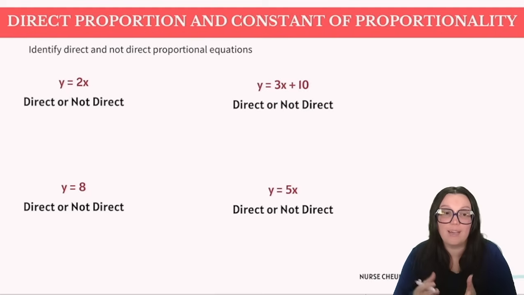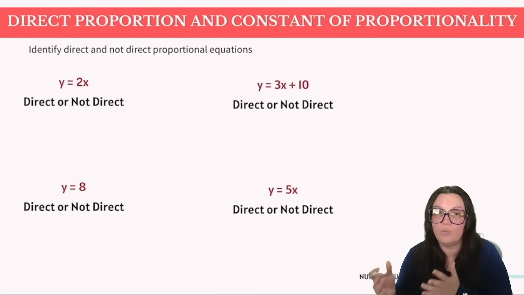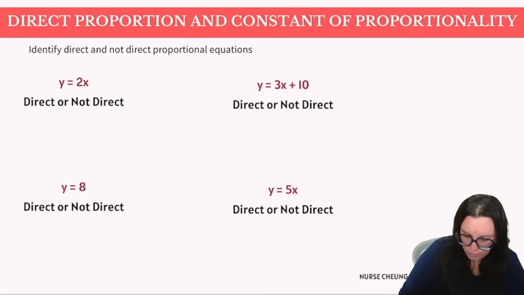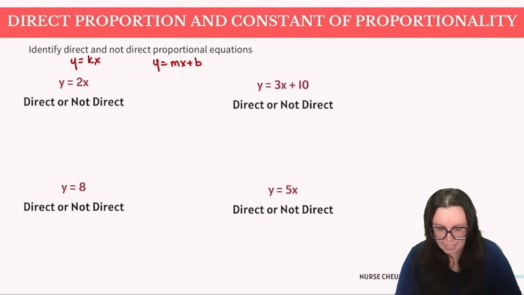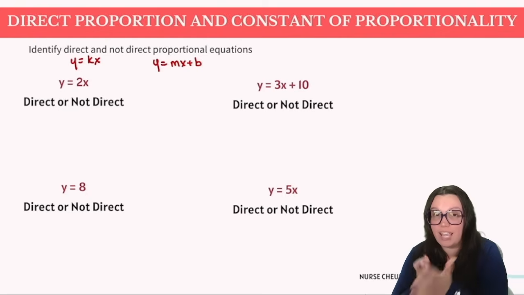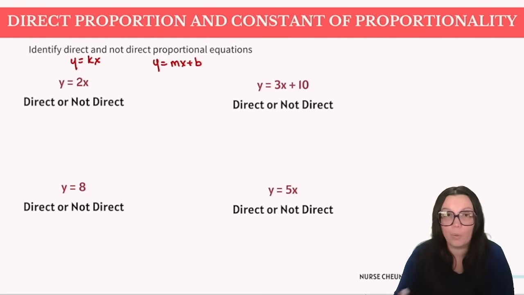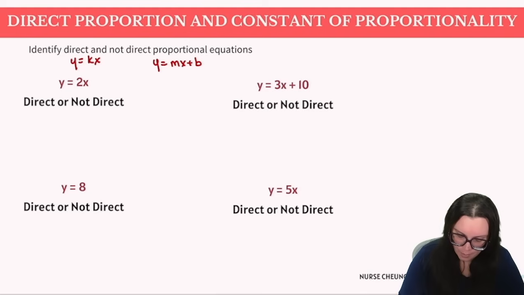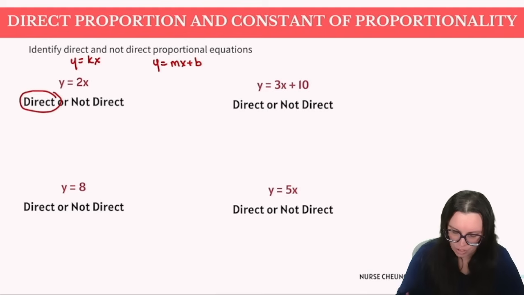So our first example, we have y is equal to 2x. So as we know with our direct relationships, we're going to have y is equal to kx. And with our non-direct proportional relationships, we're going to have things like y is equal to mx plus b. So in this case, we have y is equal to 2x. So as we increase our x, we're always going to have the same number of increase because of that 2 coefficient before our x. So this is an example of a direct relationship.